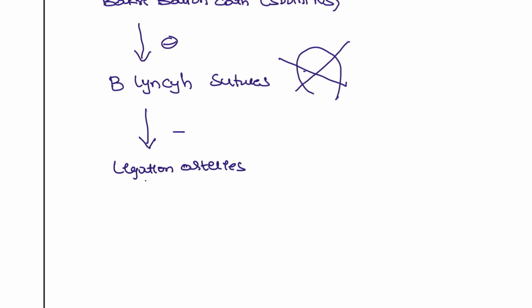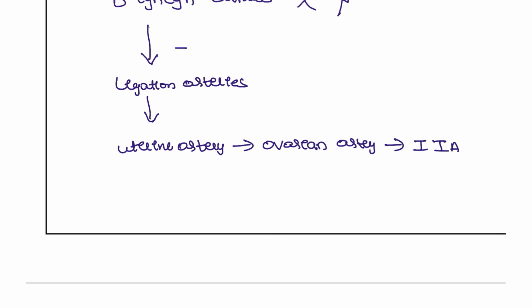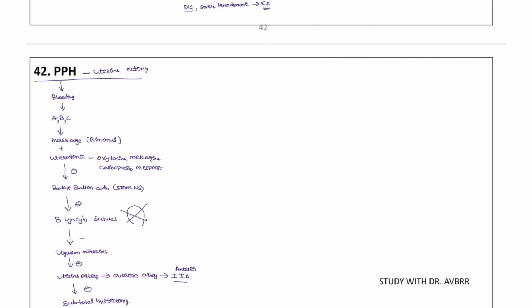For example, start with the uterine artery. Still not controlled, then go and block the ovarian artery. Still not controlled, then go for the internal iliac artery. The internal iliac artery anterior division is blocked. Still not controlled, subtotal hysterectomy. Okay, subtotal hysterectomy is done for this patient. This is how we are going to treat the patients with PPH.